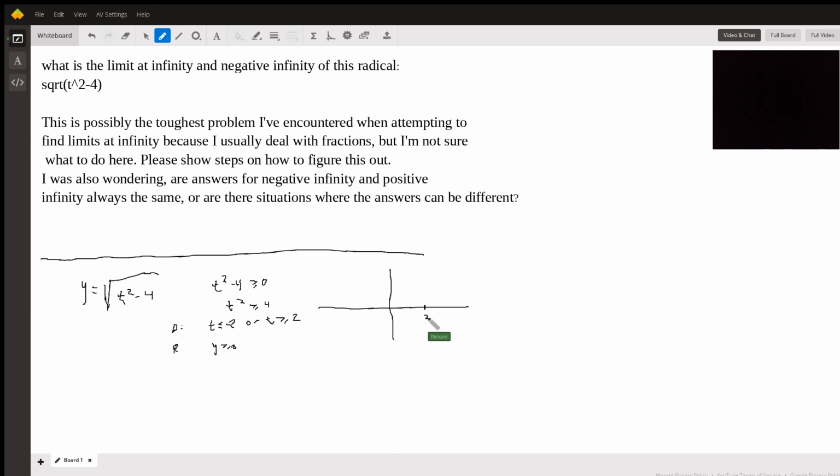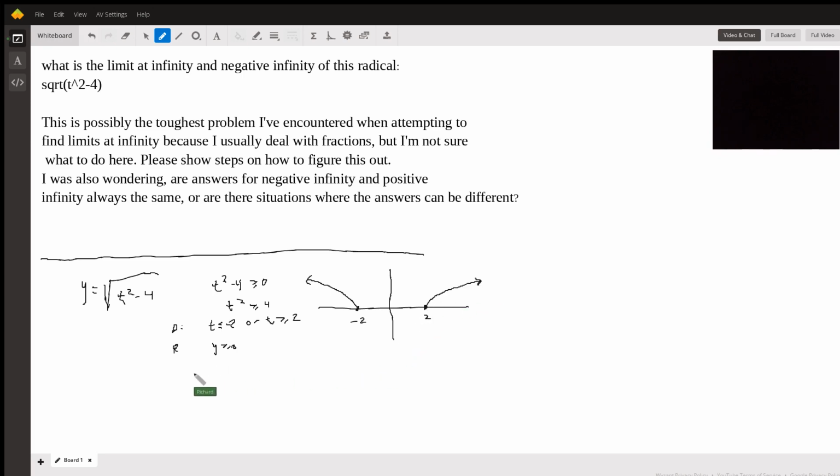So let's look at the graph very quickly. So here's 2, here's negative 2. Now when t is 2 or negative 2, you're going to get the square root of 0, which is 0. But then as t gets more and more negative, you're going to have a curve that looks like this. And the same thing on the right. When t is 2, y is 0. But as t gets bigger and bigger, the square root just gets bigger and bigger.